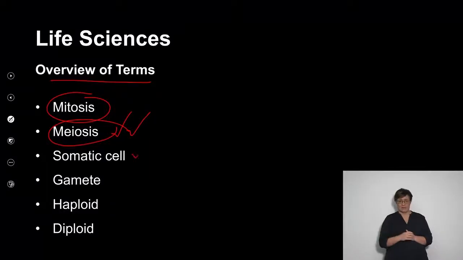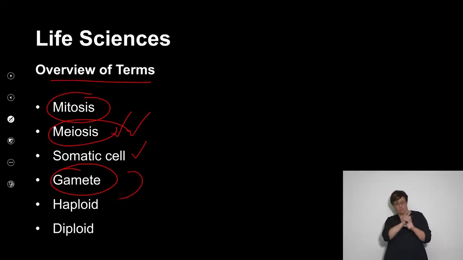The concept of a somatic cell: these somatic cells are cells that have a full set of chromosomes, in the context of gametes being cells that have half the full set of chromosomes, or we refer to them as cells that are haploid. The concept of haploid and diploid again refers to cells and their chromosome number.